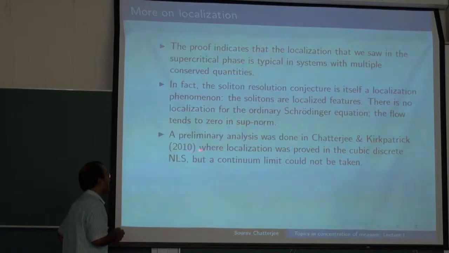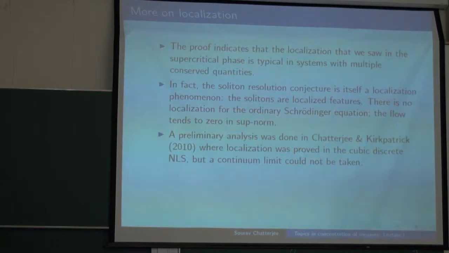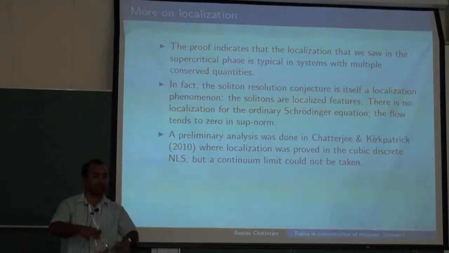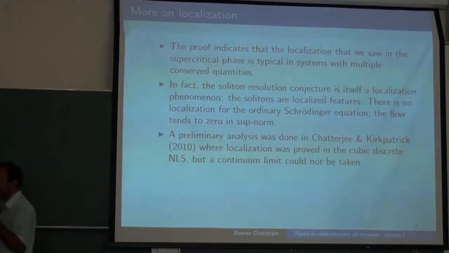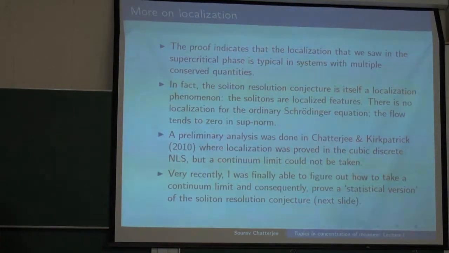I did a second level toy example in a previous paper, where localization was proved near cubic discrete NLS, but a continuum limit could not be taken. Again, you see exactly one point where it's large and it's small elsewhere. But the parameters were in the regime where things actually became approximately independent. And more recently, I could finally prove what I was trying to prove. This is the main result that I'm going to present, in the next slide.